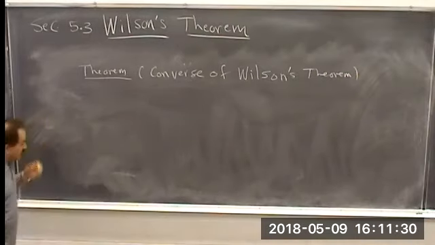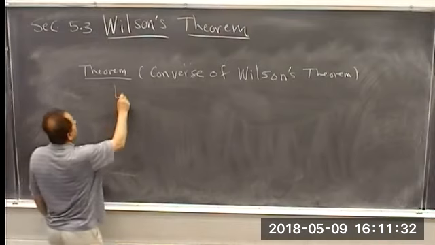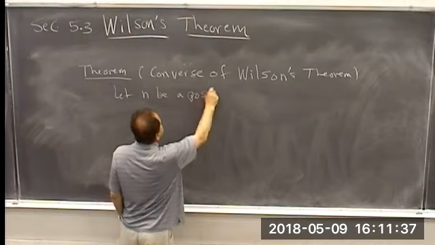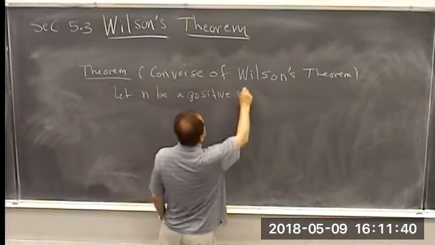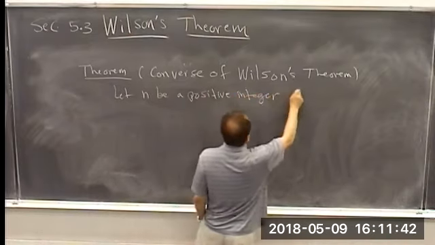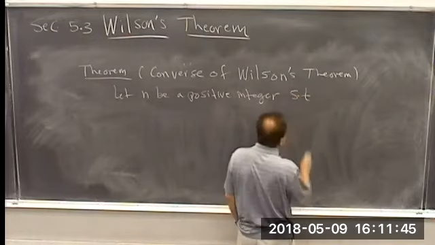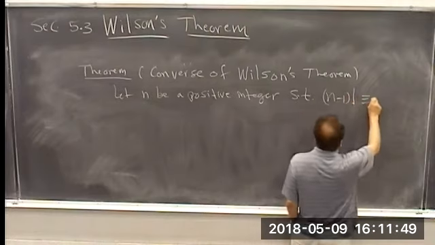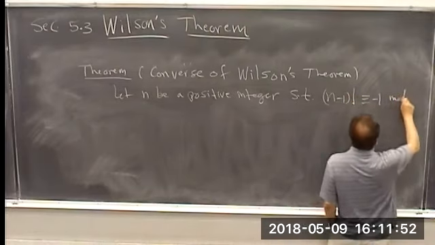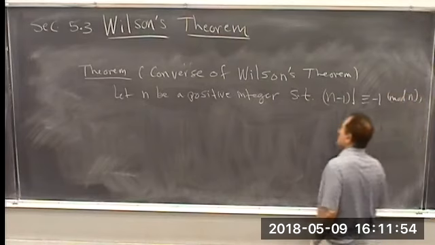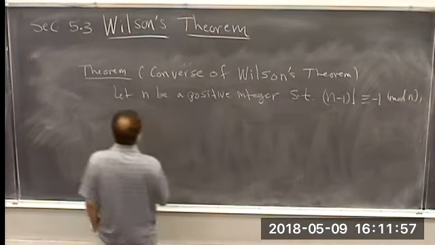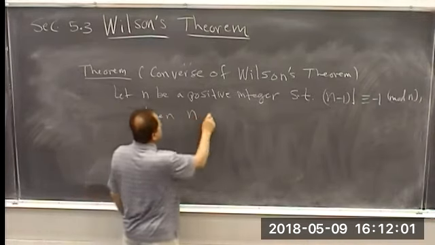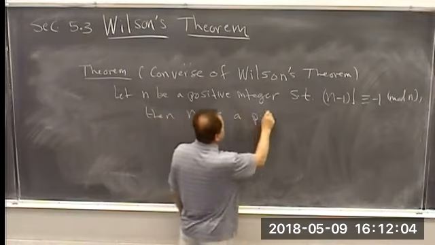And it states that: let n be a positive integer such that n minus 1 factorial is congruent to -1 mod n. Then n is a prime.